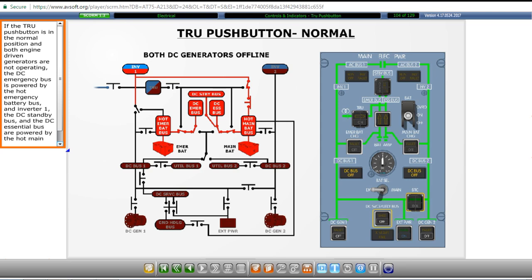If the TRU push button is in the normal position, and both engine-driven generators are not operating, the DC emergency bus is powered by the hot emergency battery bus, and inverter 1, the DC standby bus, and the DC essential bus are powered by the hot main battery bus.